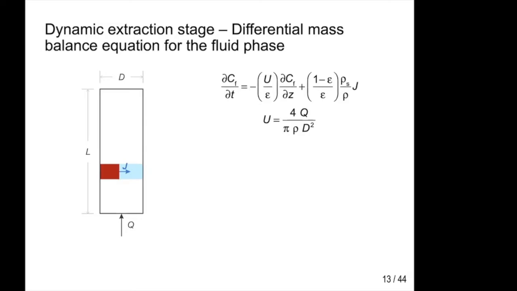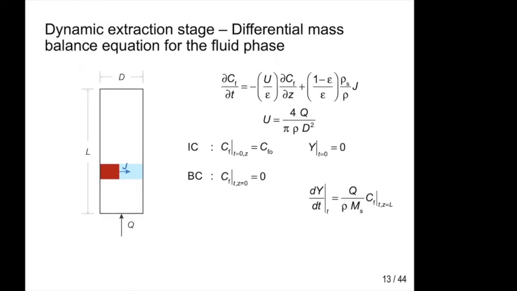U is the superficial CO2 velocity within the extraction vessel, which is estimated as a function of the mass flow rate of CO2. The initial oil concentrations correspond to the equilibrium concentration reached in the static stage. The boundary conditions indicate that pure CO2 is continuously fed to the extraction vessel. Finally, the extraction yield is accounted for with a differential equation that sums the oil that exits the extraction vessel with the CO2 stream.